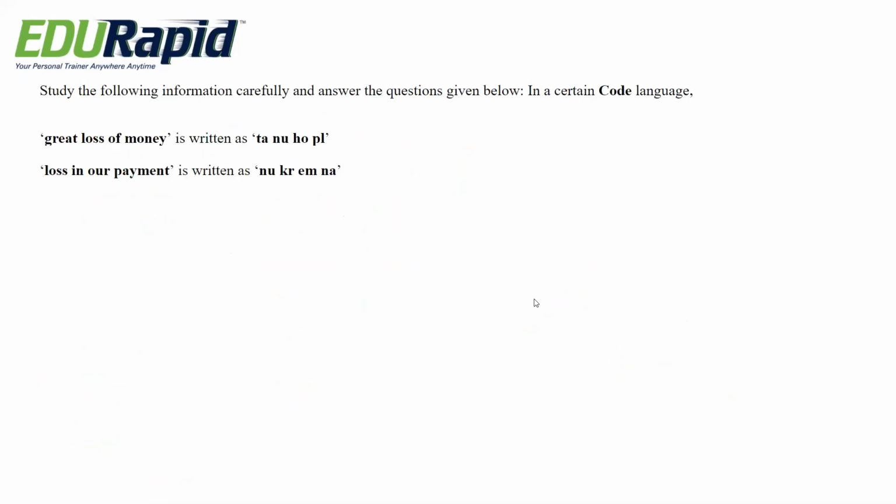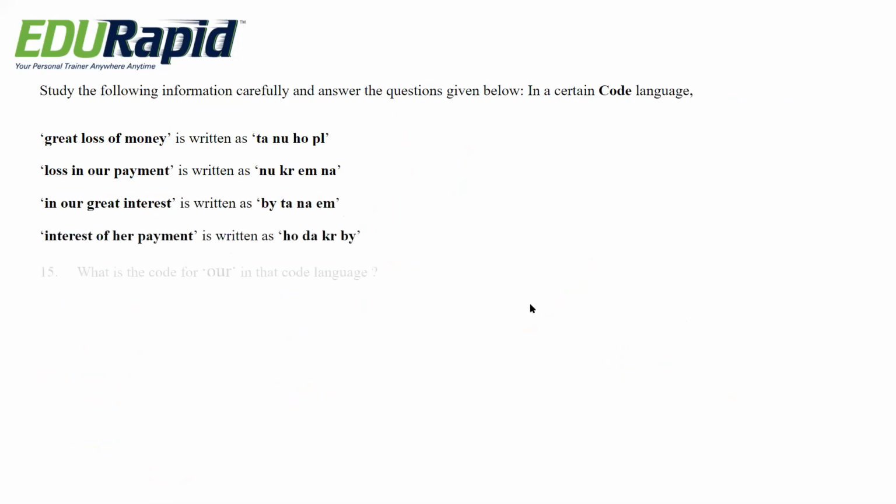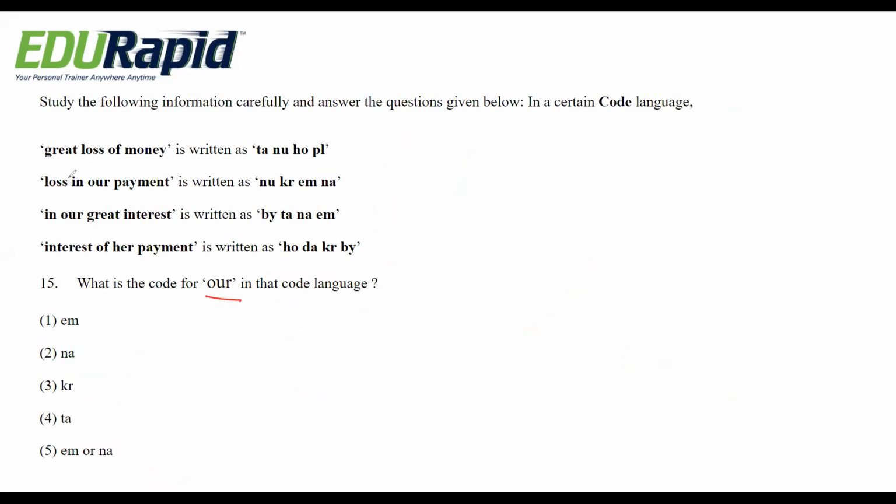Next one, 14 to 18, all these code languages are the same for questions 14 to 18. Here, what is the code for hour in the code language? Options are EM, NA, KR, TA, EM or NA. So we have to find the code for the word hour.